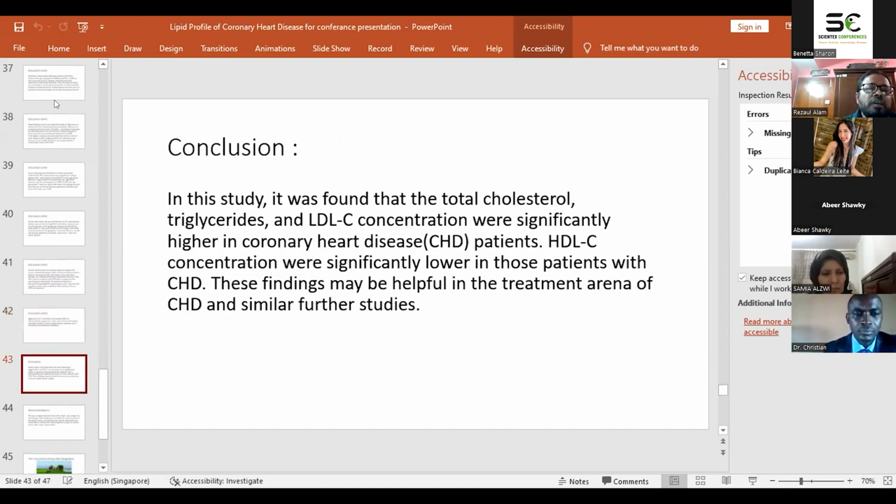Conclusion. In this study, it was found that total cholesterol, triglyceride, and LDL cholesterol concentrations were significantly higher in coronary heart disease patients, whereas HDL concentration was significantly lower in those patients. These findings may be helpful in the treatment of coronary heart disease and in similar further studies.